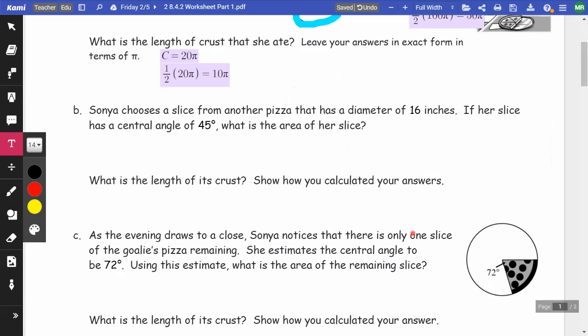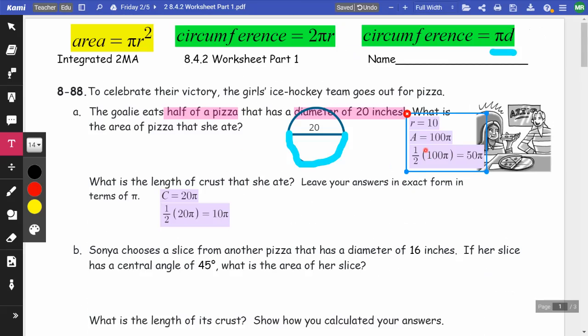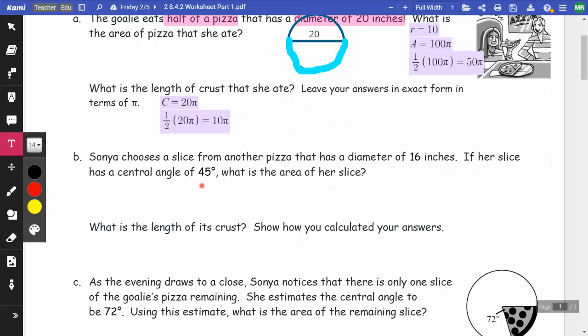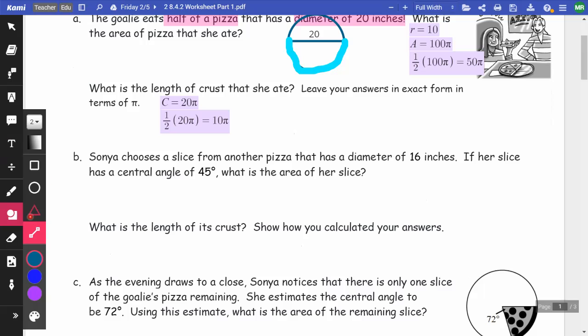Now, when we get to the next one, Sonia chooses a slice from another pizza that has a diameter of 16 inches. If her slice has a central angle of 45 degrees, what is the area of her slice? So this one I think we could understand that, hey, find the area, it's going to be half as much because she ate half the pizza, or the crust. If we knew the whole crust, which is the whole circumference, we're going to have half of it. This one's a little different. We're talking about 45 degrees here, but it's going to be similar.